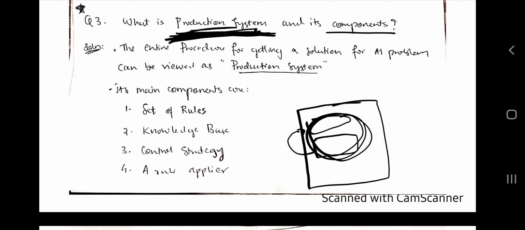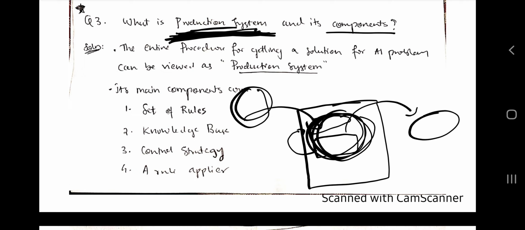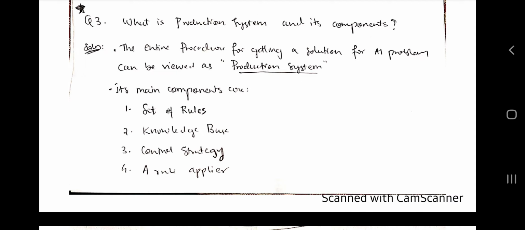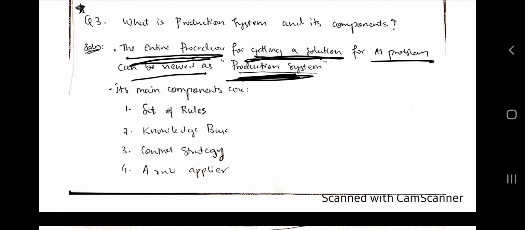To solve any problem, you apply that problem to a production system, and hopefully you will get a solution for it. These things have the algorithm to solve the problem. So the entire procedure for getting a solution for an AI problem can be viewed as a production system.